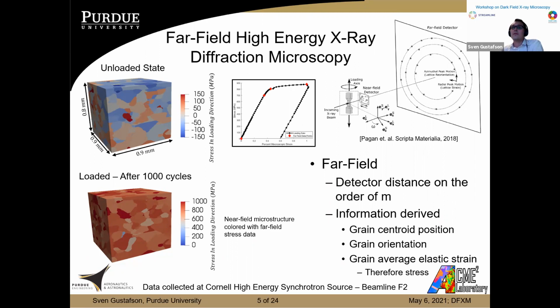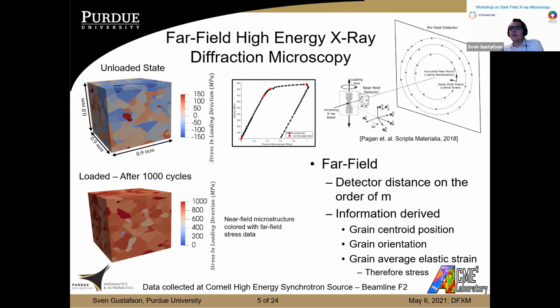And so on the right, we have two different pictures. Both are the near field reconstruction that you saw previously, but instead of the IPF colors, we've colored it with the stresses reconstructed from far field. And so what you can see is that heterogeneous distribution of stresses within our microstructure in the unloaded state. And then at a loaded state after 1,000 cycles, we still see that heterogeneous distribution, and even a larger distribution, where instead of just a 300 MPa spread, we have something more similar to a 500 or 600 MPa spread across all of those grains.